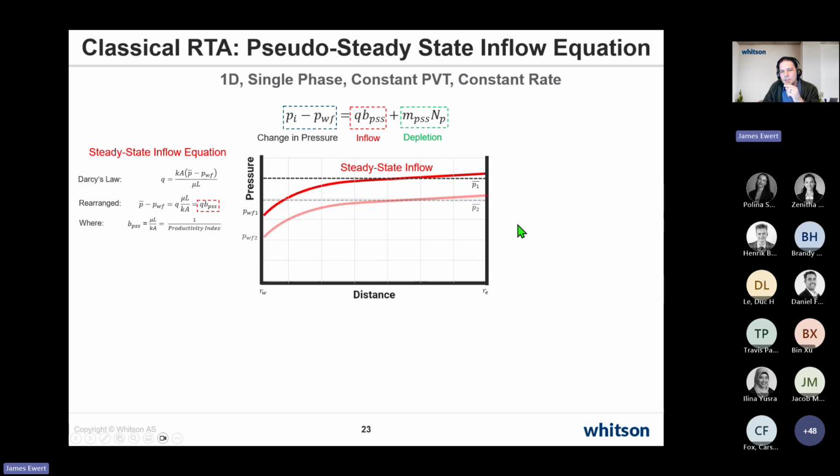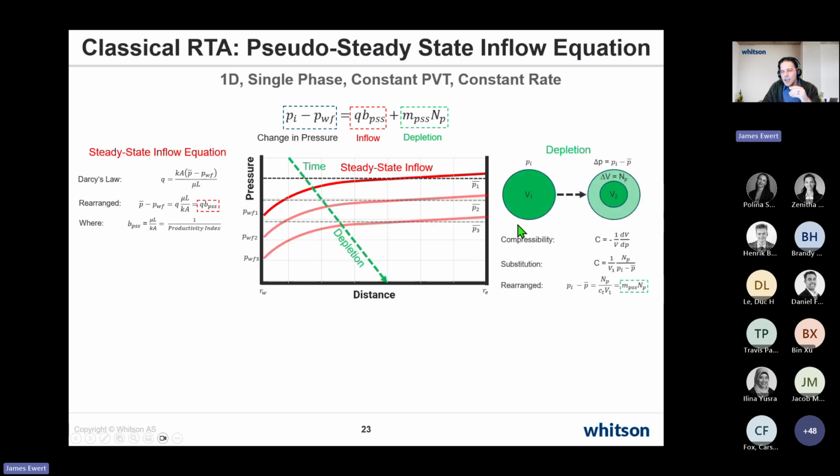But when we think in terms of the compressibility and how that tank empties, compressibility gives us an equation for depletion. And so what turns the steady state into pseudo-steady state is that it's steady state, but it's depleting down through time. And we know that the delta P here is going to be the same as the delta P here because of what we observe from constant rate production.